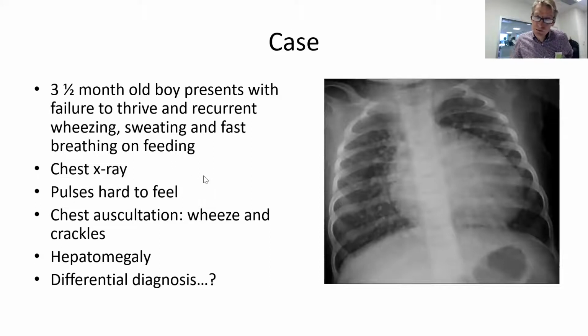If you examine this child, the pulses were hard to feel, and when you listen to the chest, there's lots of wheezes and crackles all throughout, and you would be mistaken for thinking the baby just had bad bronchiolitis, but because of this history of poor feeding and sweating when feeding, that's a clue to it being heart disease, and the X-ray gives a clue as well.